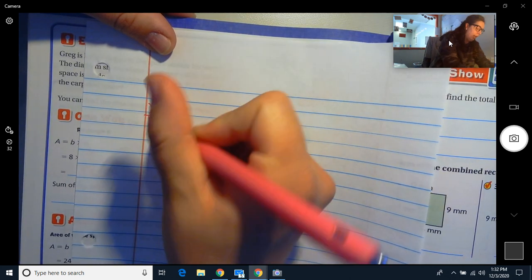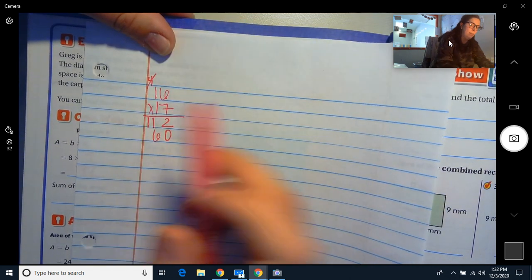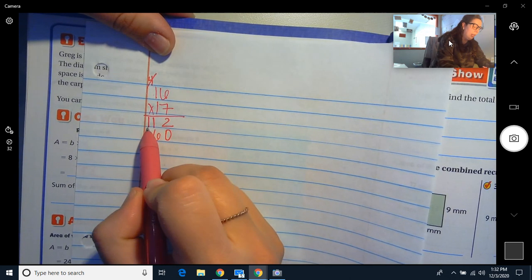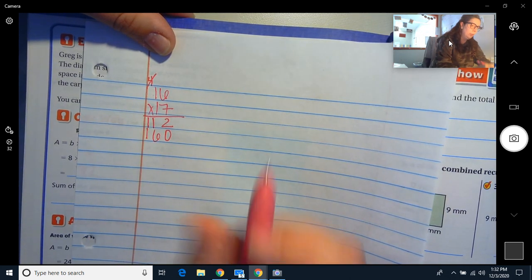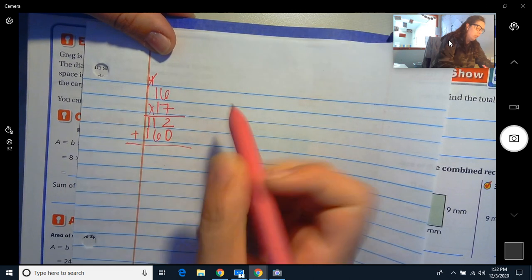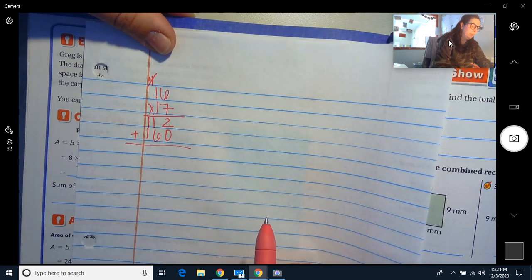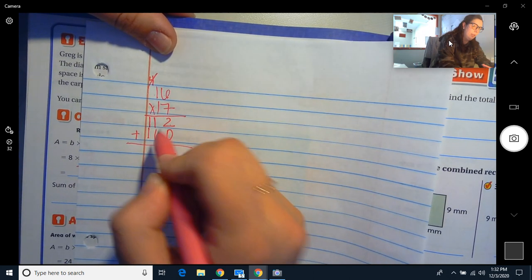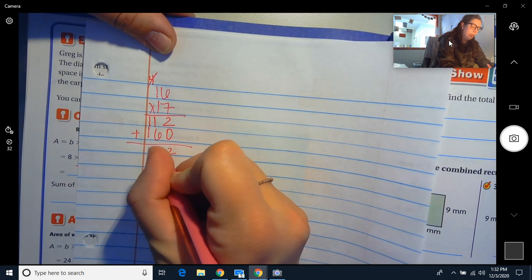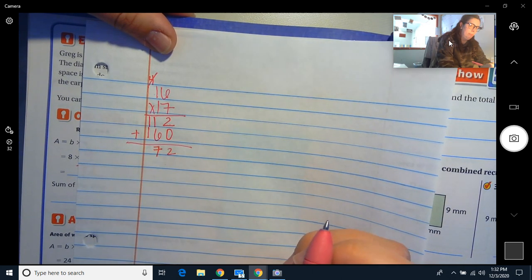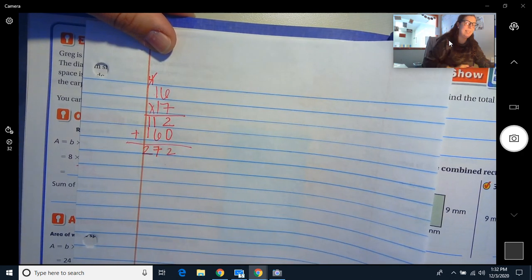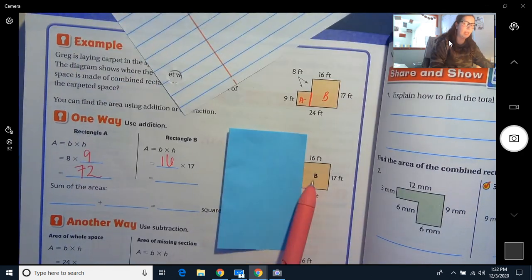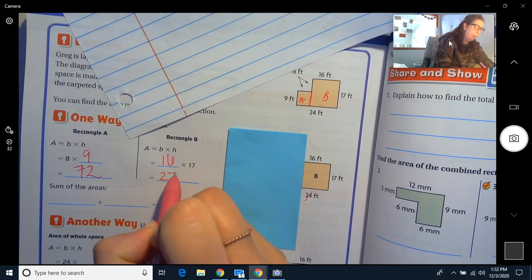Okay. And then 1 times 1. 1. And then what do I do, Axel? You add them. I add them. Good. 2 plus 0? 2. 6 plus 1? 7. 1 and 1. 2. So 272 for this part right here. So I'm going to write that down.